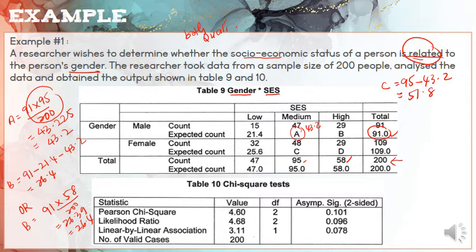Okay, and in table 10, the values you have are these. The first one is the Pearson chi-square value. The degree of freedom equals 2. Okay, how do we get degree of freedom 2? If you look here, we have 1, 2, 3 columns and we have 2 rows. So degree of freedom equals row minus 1 times column minus 1. That's why you get 2. And this is your p-value.